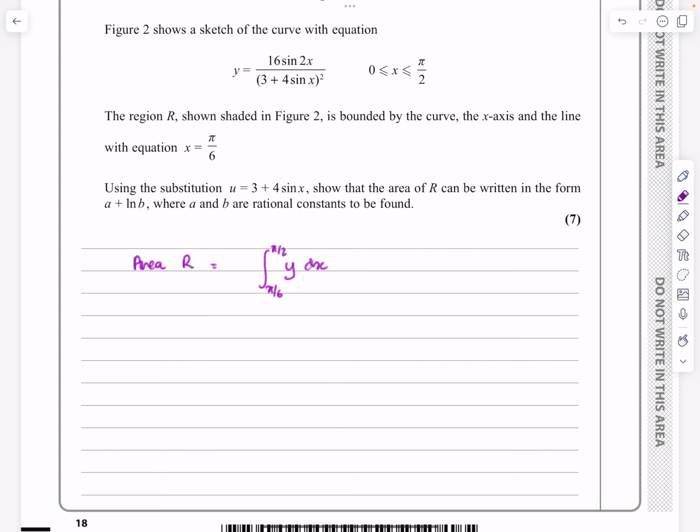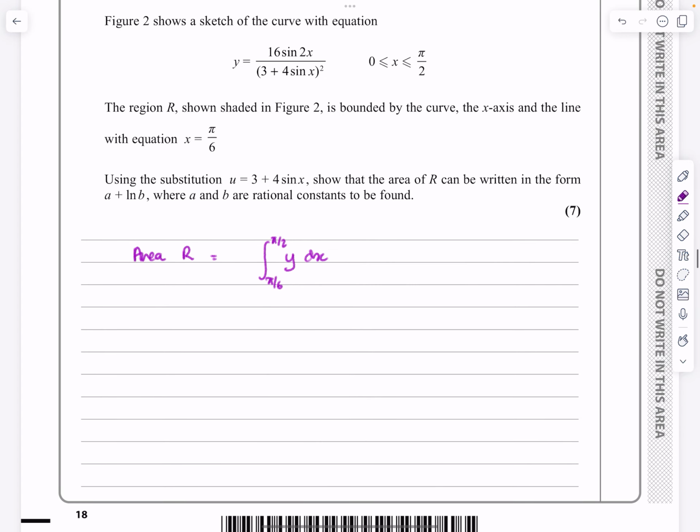So if we're going to do a substitution, I always tell my students the most important part of the substitution is getting the differential. So u equals 3 plus 4 sine x means that du by dx is equal to 4 cos x, since the differential of sine is cos. And what do I mean by the differential? du over 4 cos x is going to be equal to dx.